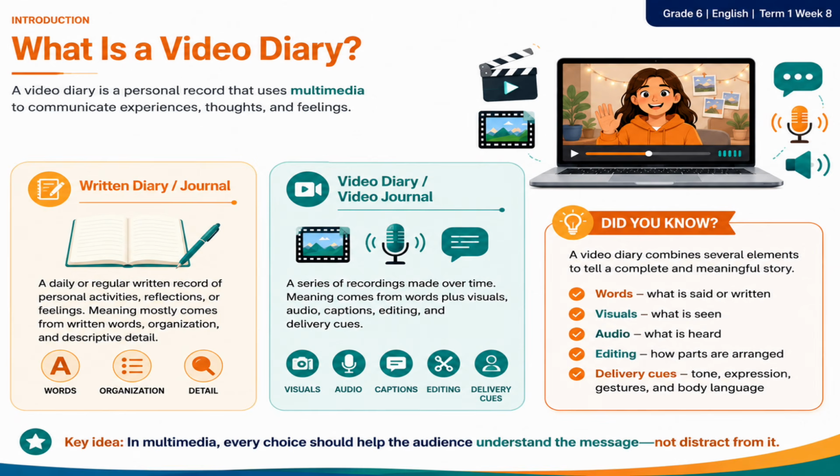For example, imagine someone talking about a memorable trip. Instead of simply writing about the trip, that person can show photographs, include video clips, add music, and explain the experience through narration. All of these choices help create meaning. Notice the 5 important elements: visuals, audio, captions, editing, and delivery cues. The key idea is simple. Every multimedia choice should help the audience understand the message, not distract from it.